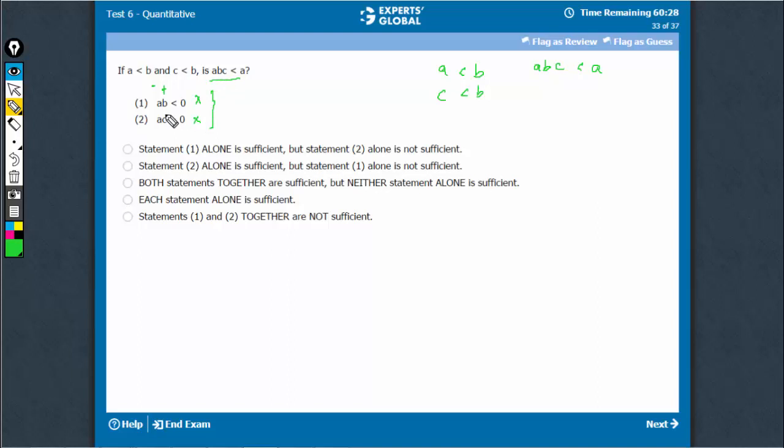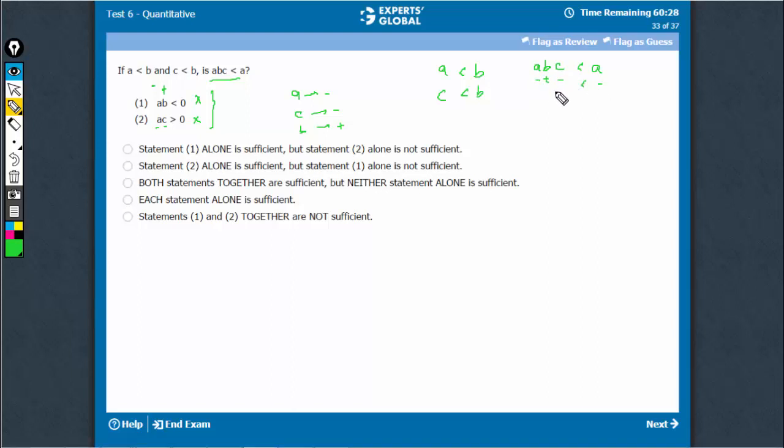On combining, I know a is negative. So if ac is positive and a is negative, c is also negative. So I know a is negative, c is negative, and I know b is positive. So a into b into c would be negative into positive into negative, and this is negative.